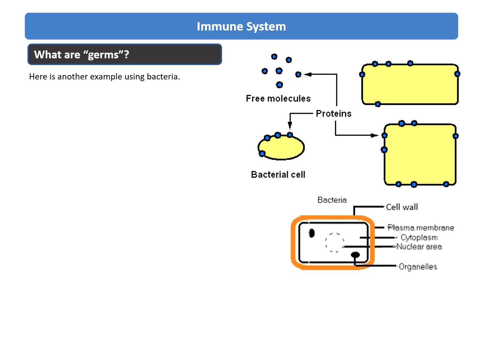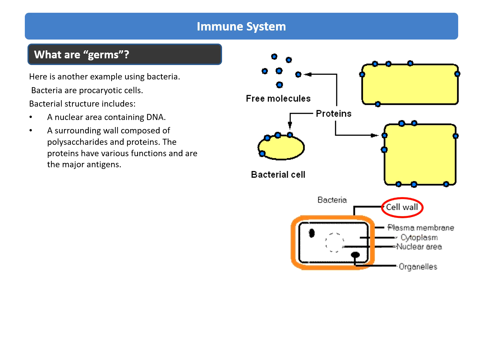Here is another example using bacteria. Bacteria are prokaryotic cells. We discussed these briefly in one of the early units. Bacterial structure includes a nuclear area containing DNA. They're surrounded by a wall composed of polysaccharides and proteins. These polysaccharides are unique to bacteria, and they're not found in humans. We'll come back to these when the complement system is discussed.